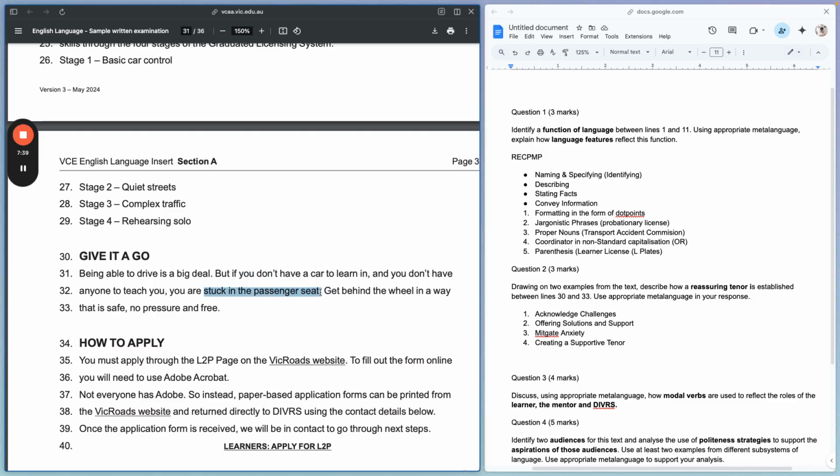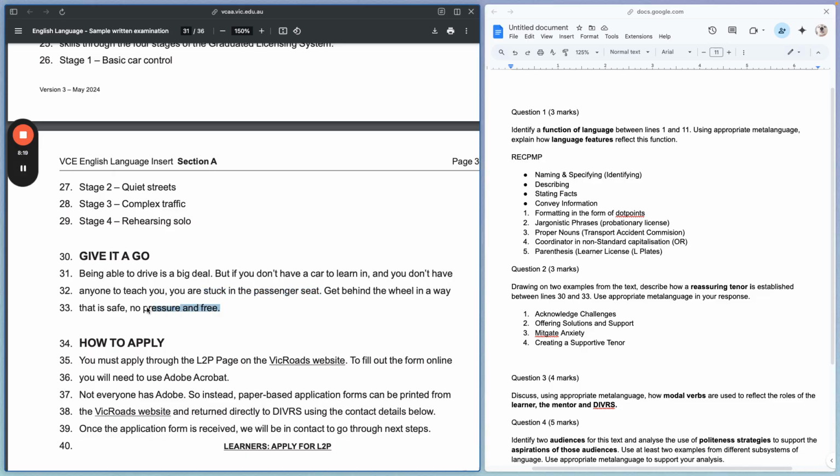"Stuck in the passenger seat," that's sort of a metaphor. And it basically depicts the reader's situation as one of, if you're in the passenger seat, you're not in control of the car, or you're not in control of your life in a sense. It creates a sense of passivity and a lack of control. And by acknowledging this, by them being stuck in the passenger seat, it highlights L2P's ability to sort of offer a solution, and that fosters hope, reassurance towards those teenagers who might be struggling to get their license. So this metaphor is really nice.